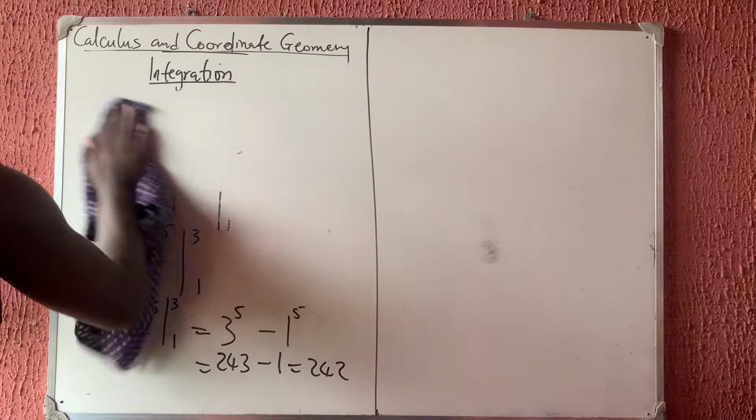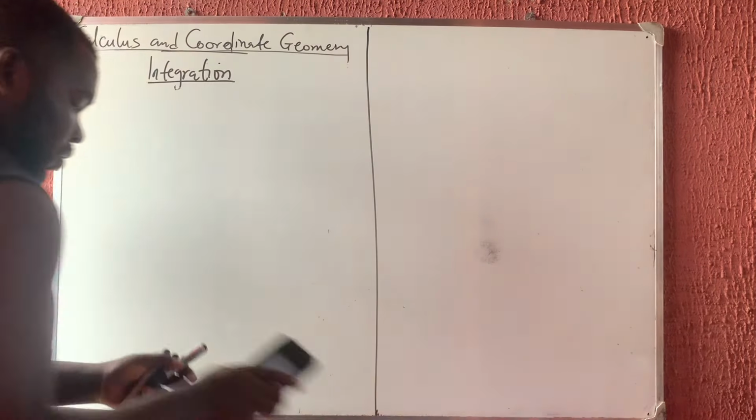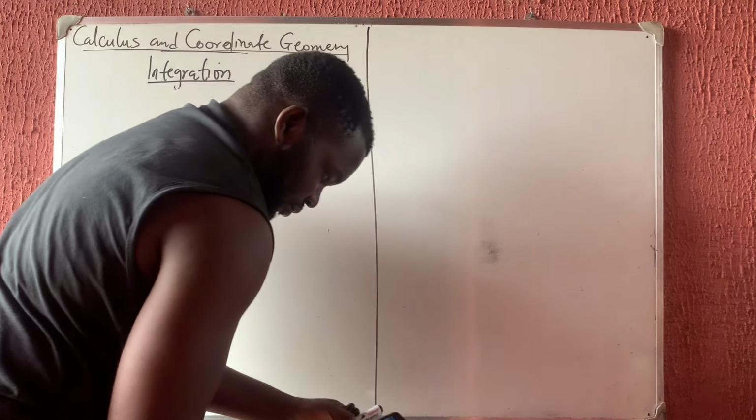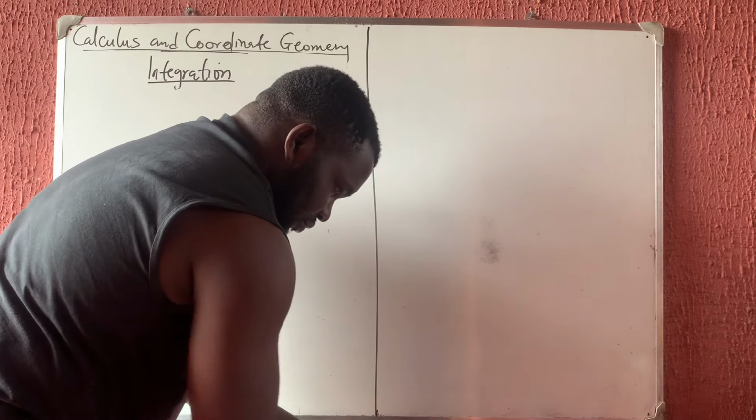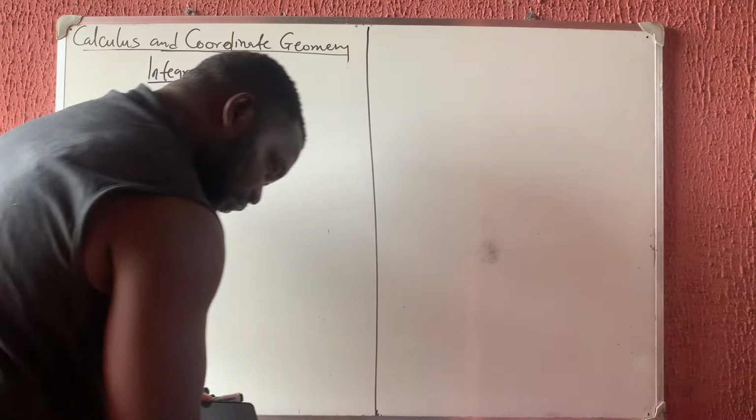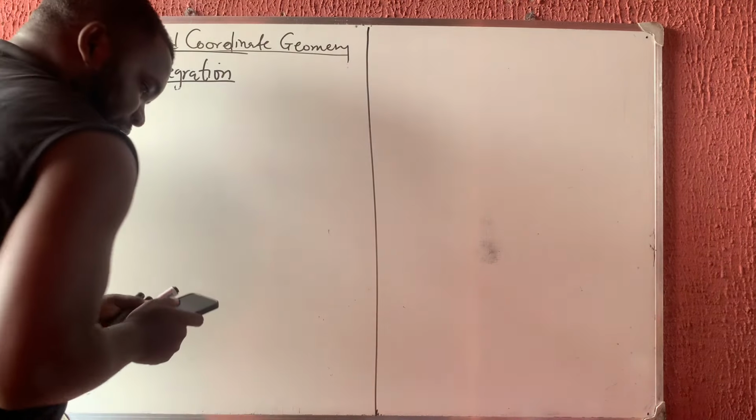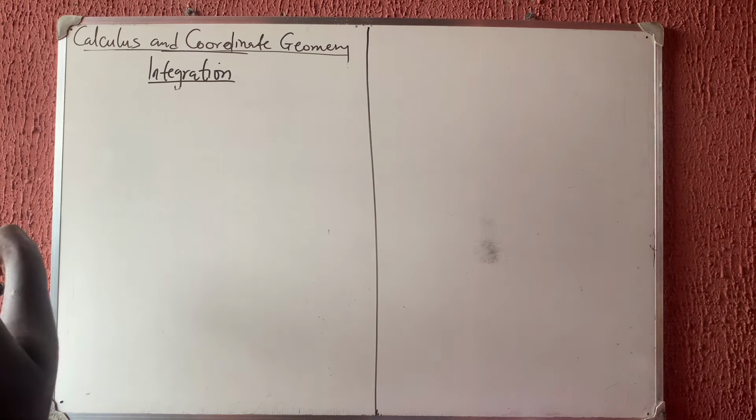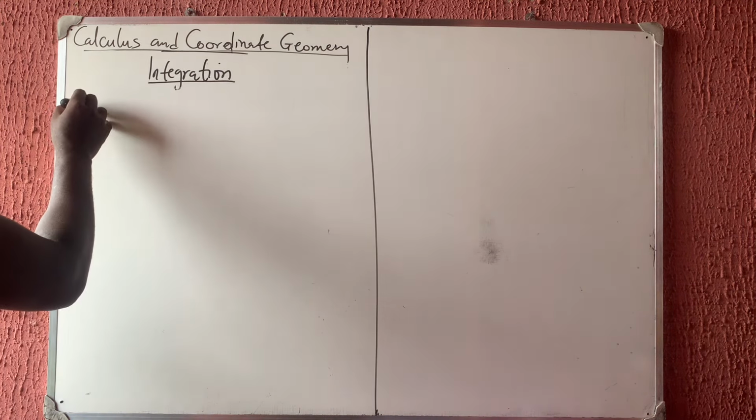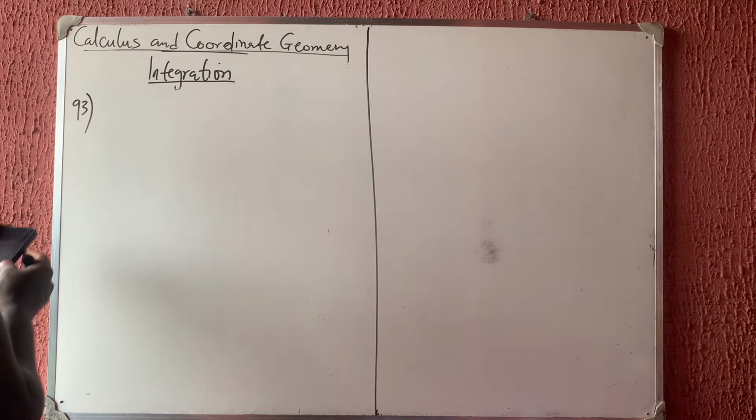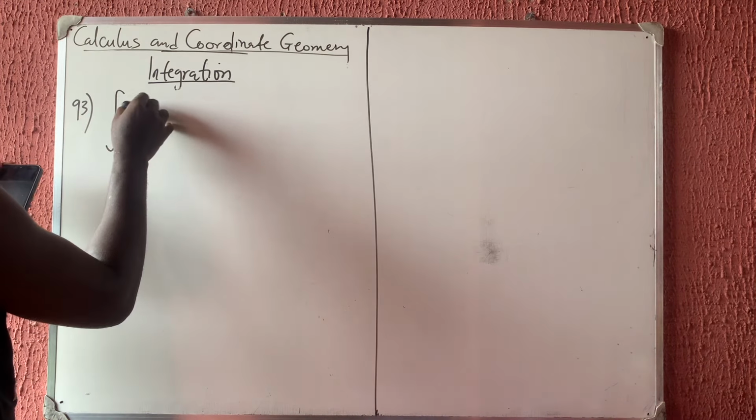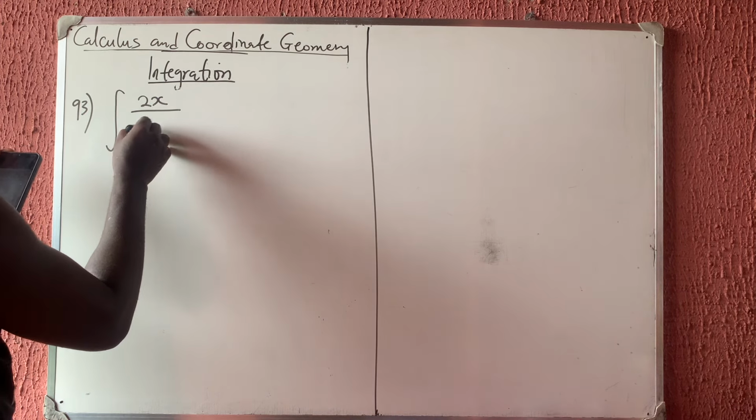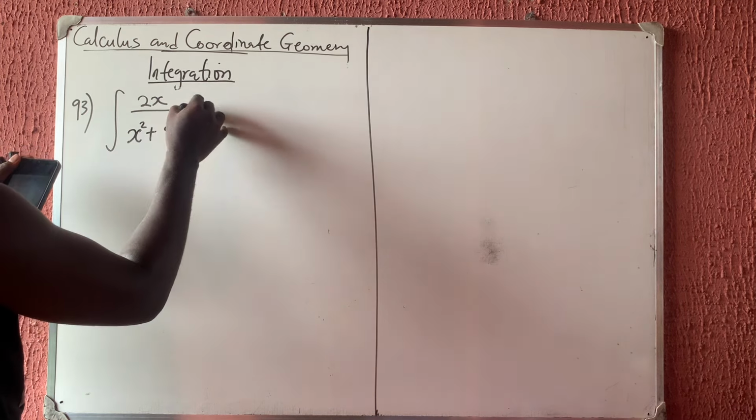Question number what? We move to question number whatever. Okay? What question are we moving to? 93. Question number 93. And question number 93 said the integral of 2x all over x squared plus 9 dx.